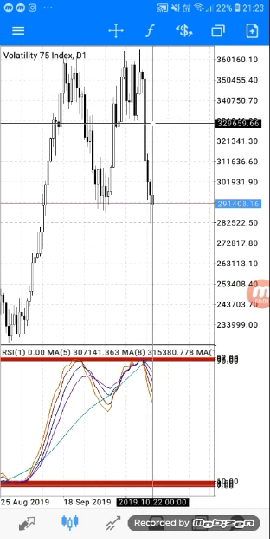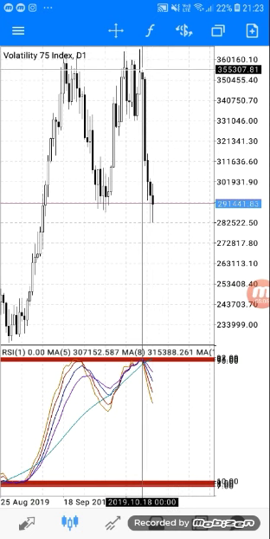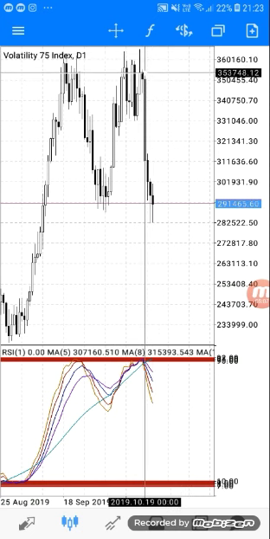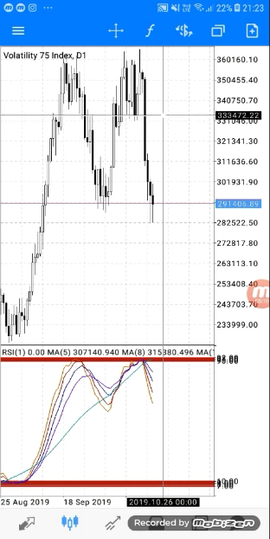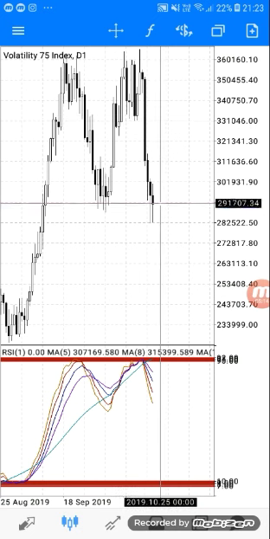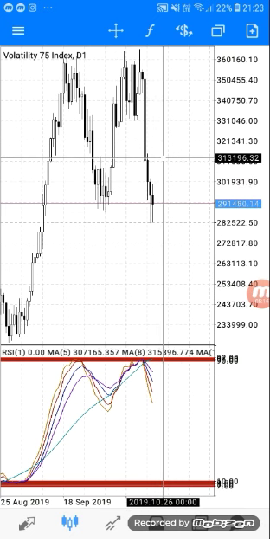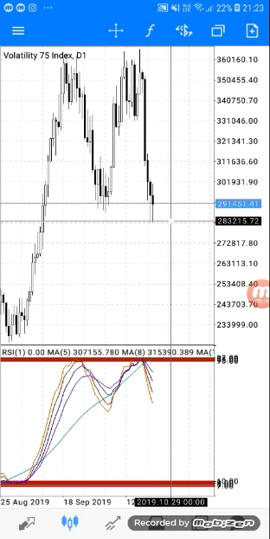Say that you missed an entry here. Okay, you missed the sniper entry here, you find it somewhere here. You keep selling because you know that it will keep going down. Even if you find it here, you keep selling because you know that it will keep going down.